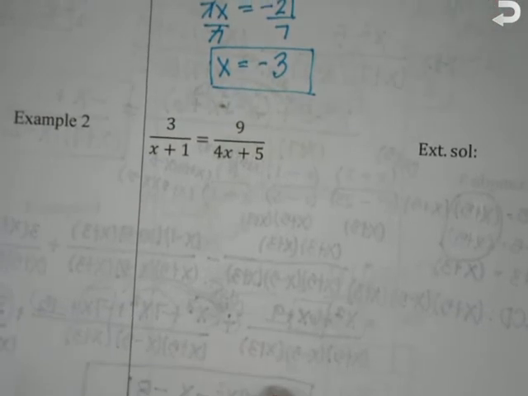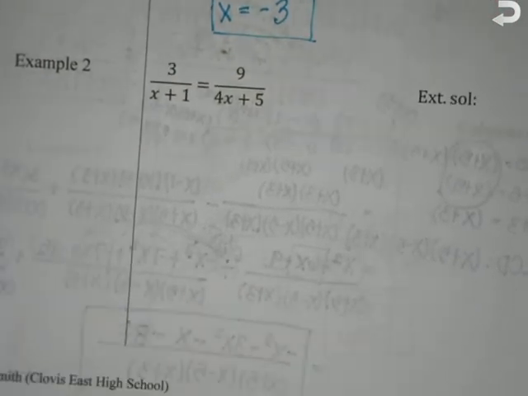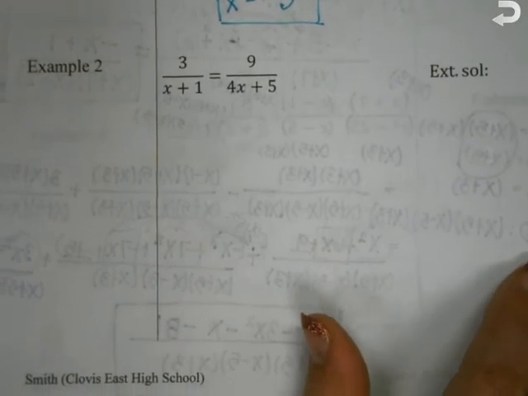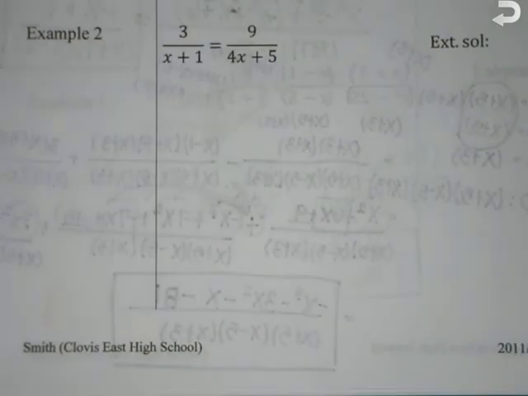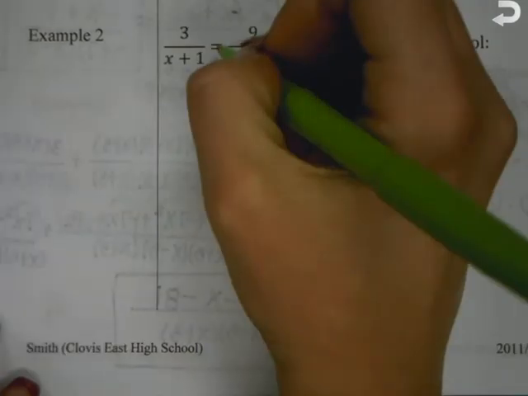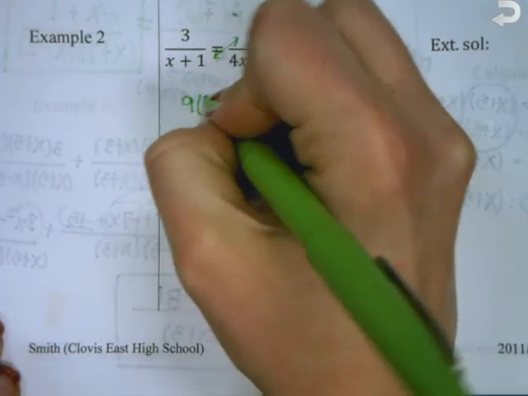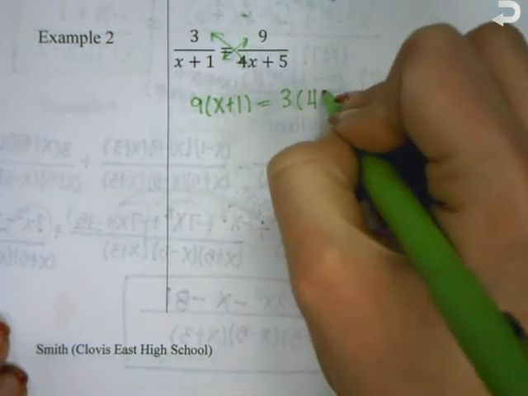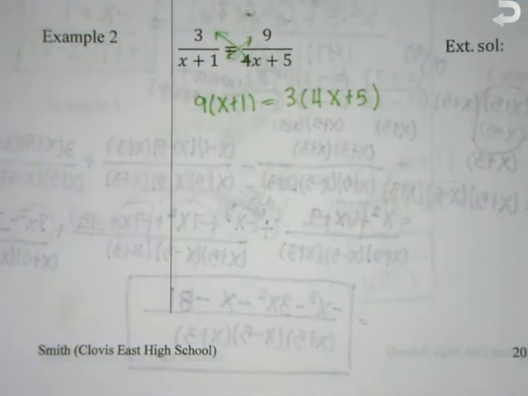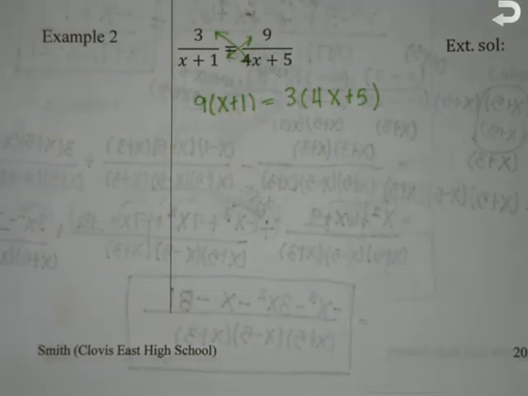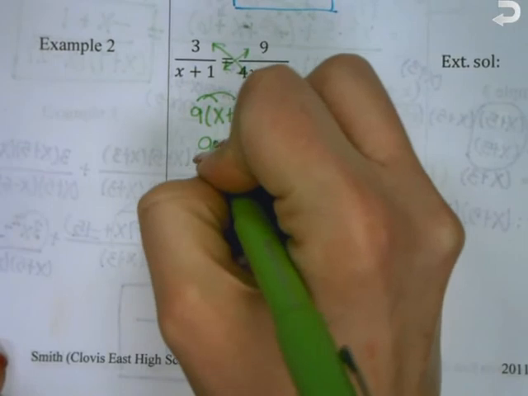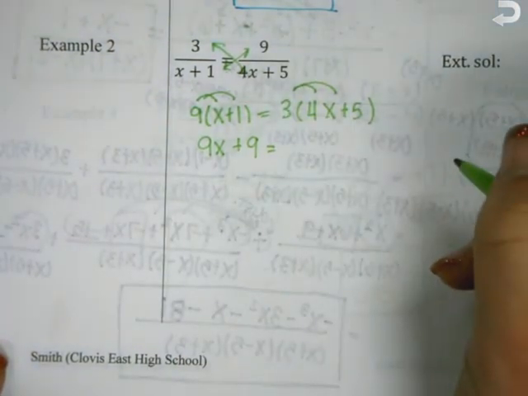Okay, example 2. 3 over x plus 1 equals 9 over 4x plus 5. Okay, so first thing we're going to do is cross multiply. So we have 9 times x plus 1 equals 3 times 4x plus 5. We're going to distribute, and I get 9x plus 9 equals 12x plus 15.